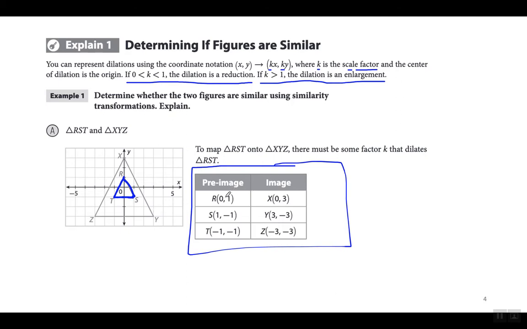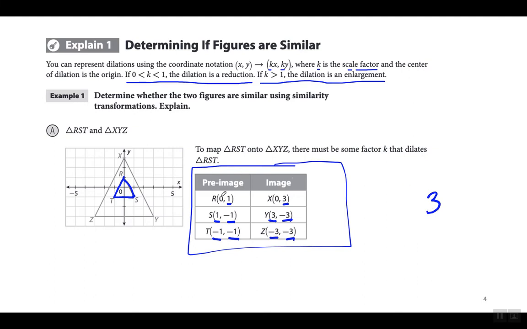Now let's look at the coordinates, and you can tell from the coordinates what number they're multiplying by. 1 times what number will give you 3? Over here, 1 times what number will give you 3? Negative 1 times what number will give you negative 3? The answer to every question I just asked is 3.